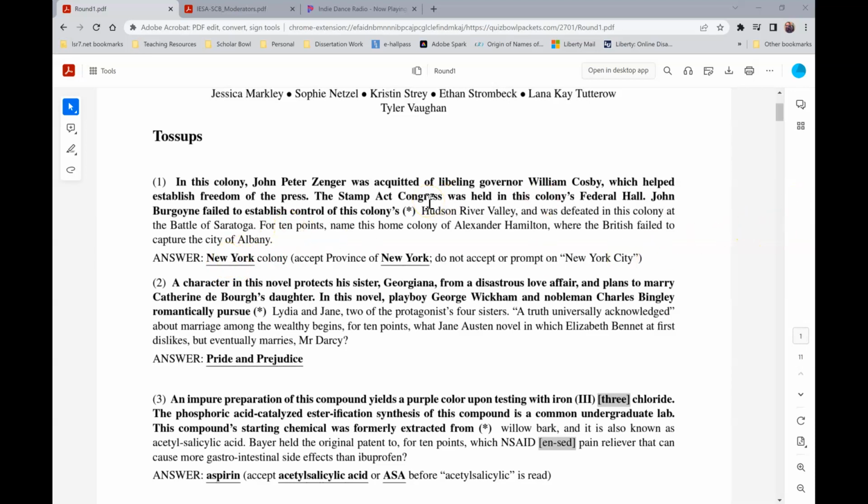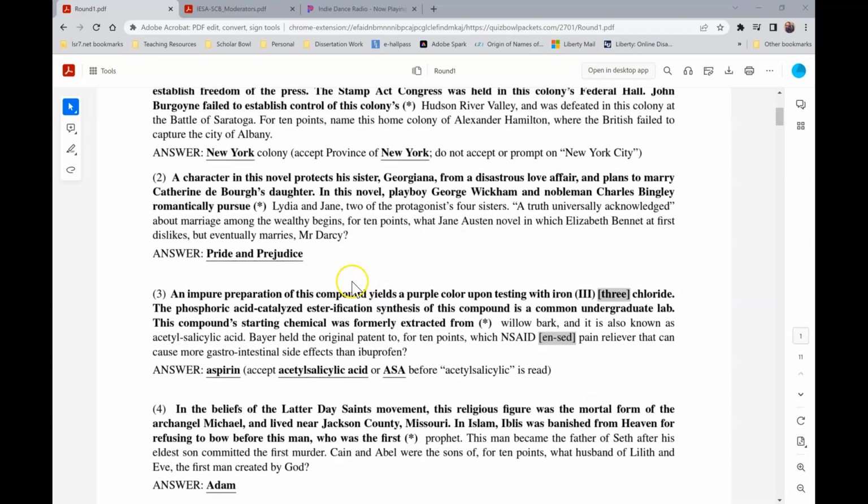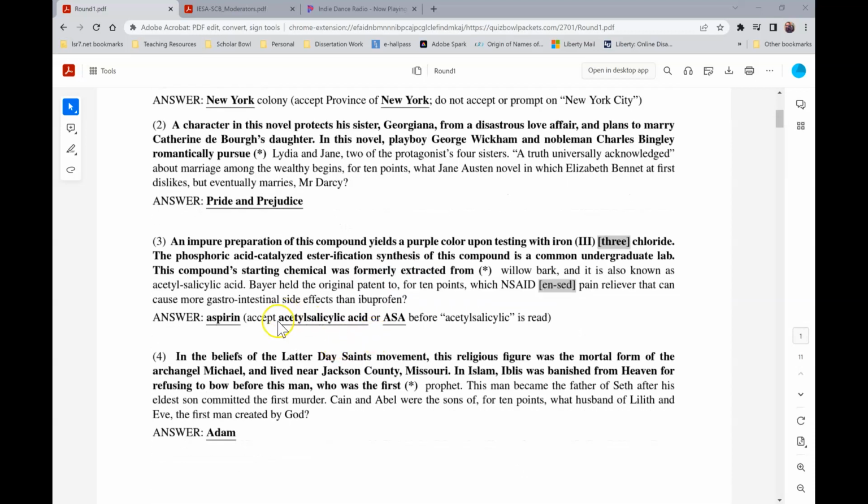In some scenarios, you're told not to accept or prompt on something. For example, this says do not accept or prompt on "New York City." So if a student says "New York City," you would say that would be incorrect, and then go from there as normal. And there are a few situations where you're allowed to say accept certain things at a certain point. For example, on this toss-up, you can accept either of these before it's actually read in the question. That's another example of where it's allowed.